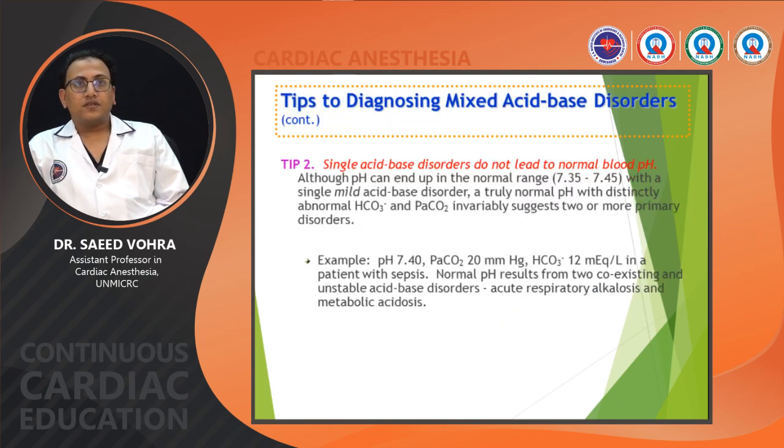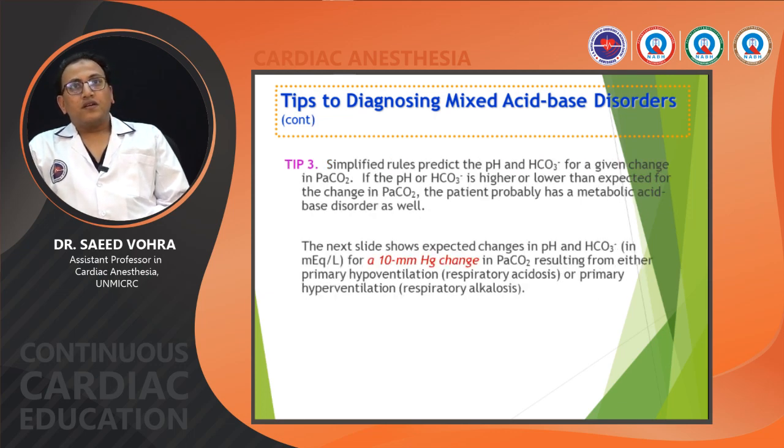Tip 2 is that a single acid-base disorder does not lead to a normal blood pH. Although pH can end up in the normal range of 7.35 to 7.45 with a single mild acid-base disorder, a truly normal pH with abnormal CO2 and bicarbonate invariably suggests 2 or more primary disorders.